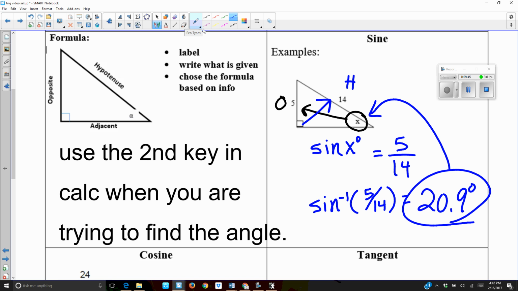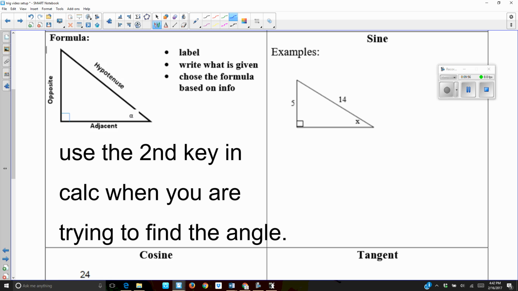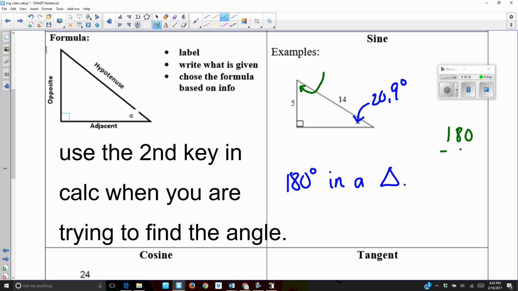If they ask you to come up with the other angle in the problem, they may, on some of these questions, ask you to come up with all three angles inside the triangle. Again, this angle, we said, was 20.9 degrees. Recall there's 180 degrees in a triangle. So that means to find the third angle of this triangle, we're just going to take 180, subtract the 90 degree angle, and subtract the 20.9 degree angle.